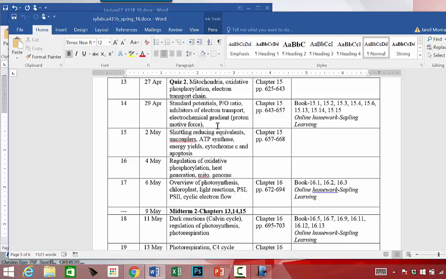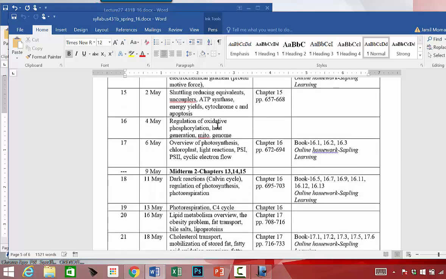And we talked about how to interpret the standard reduction potentials. The more negative, the more ability the molecule has to give off electrons. The more positive, it's going to be more accepting of electrons. O2 is very positive.